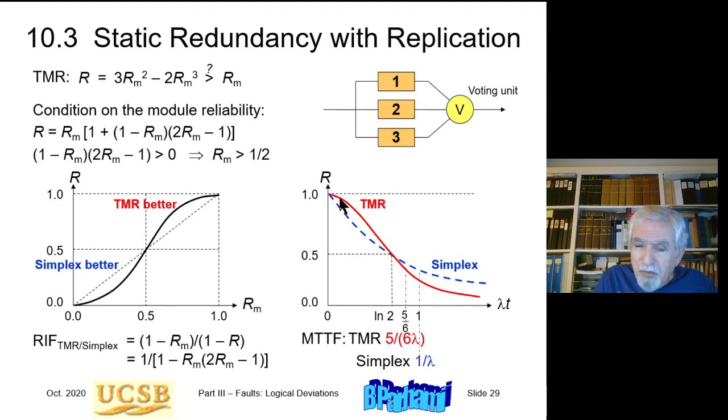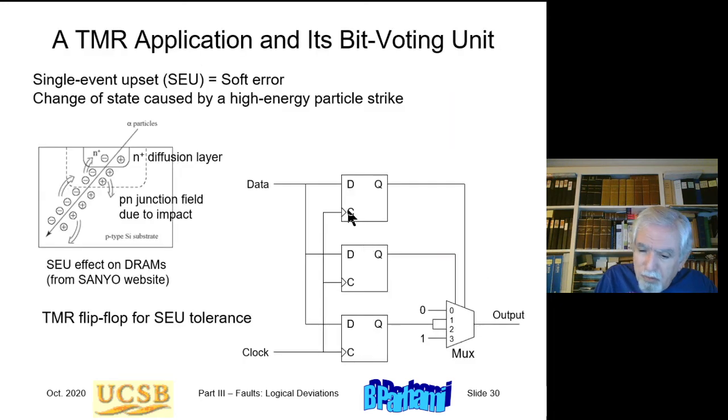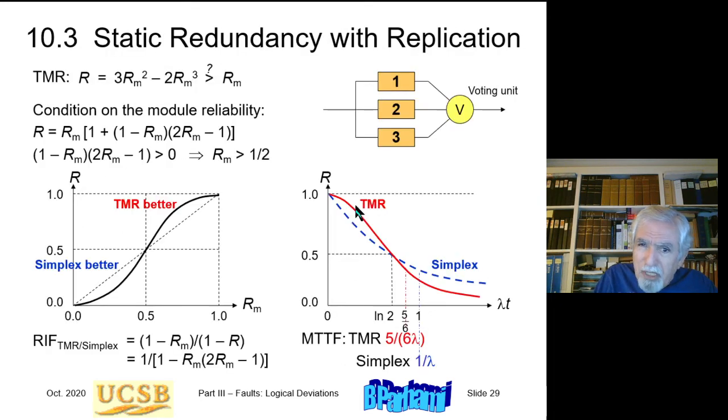So TMR is more reliable. But right here, I'm going to mention that TMR, even though it's more reliable in the short term, becomes less reliable over the long run. So if you compute its mean time to failure, its mean time to failure is 5 over 6 lambda. The simplex mean time to failure is 1 over lambda. The TMR mean time to failure is less.